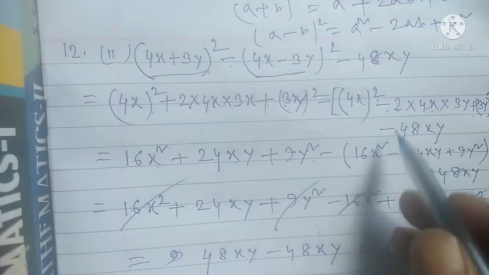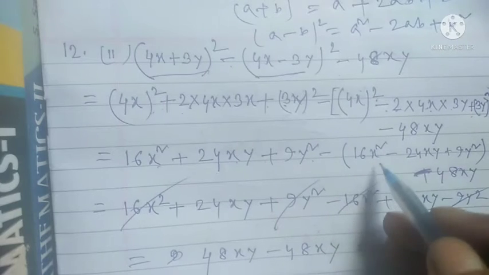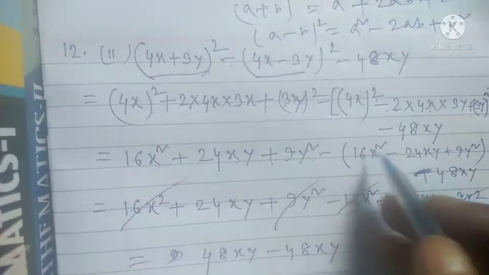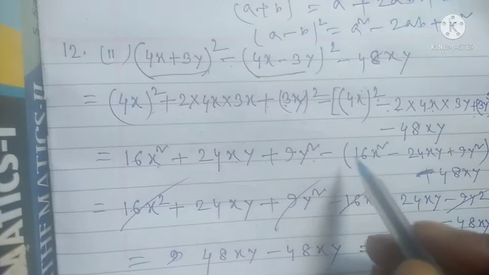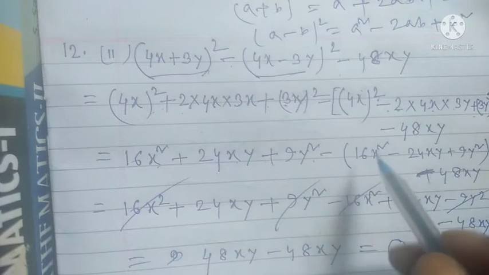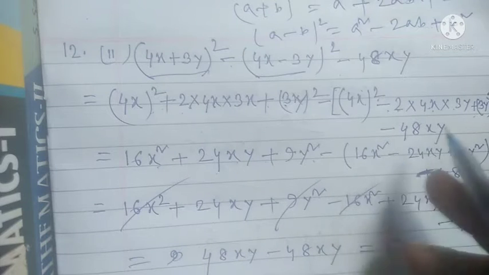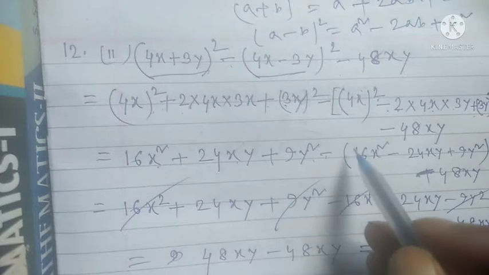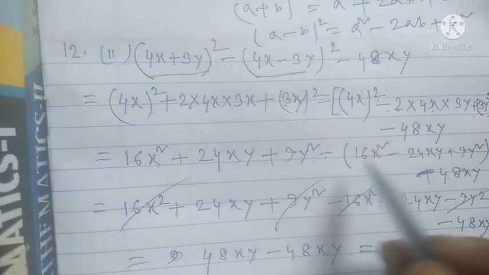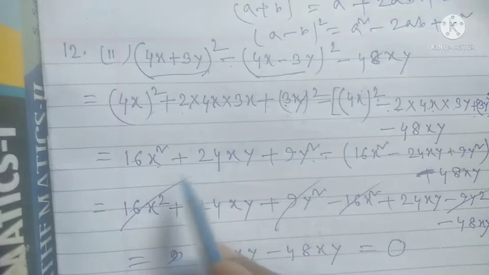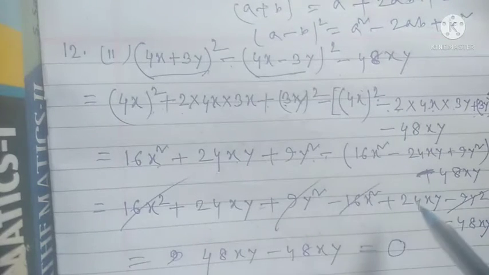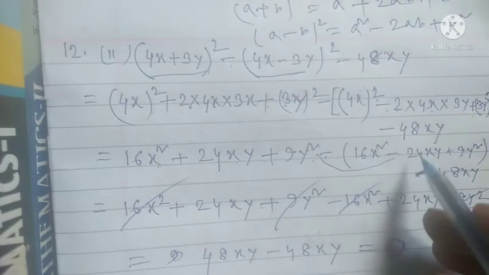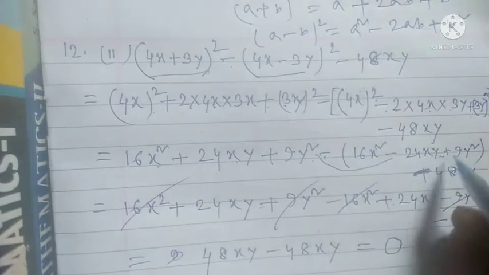That means you have to calculate 16x square minus 24xy plus 9y square, and you have to write the bracket. Without the bracket, your math will be 100% wrong, because the sign will change, since minus is there. So when you remove the bracket, the sign will be changed. Same to same you have to write here, and here is also same to same, only the sign will be changed. Minus minus plus, and minus plus minus.